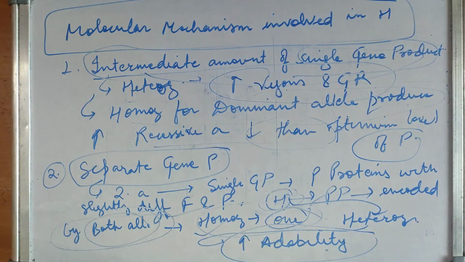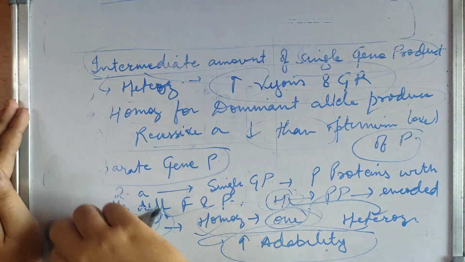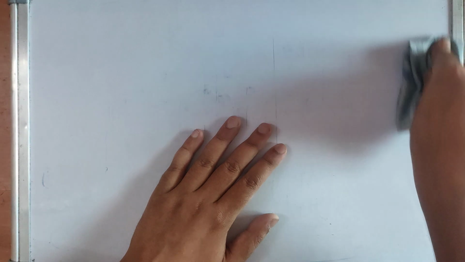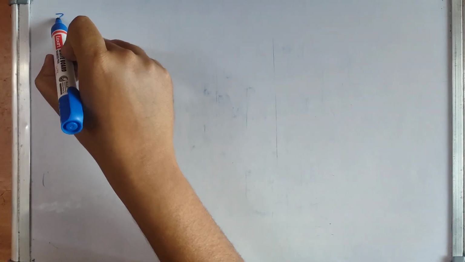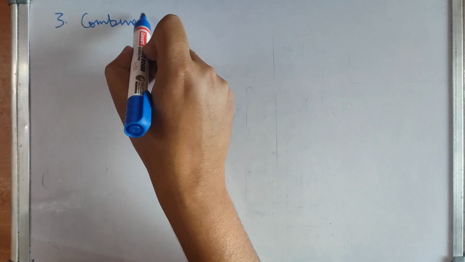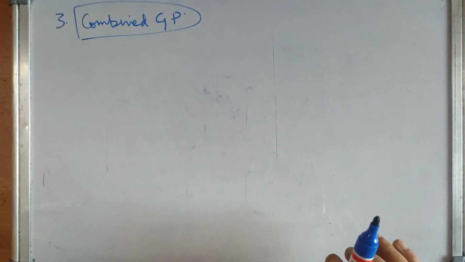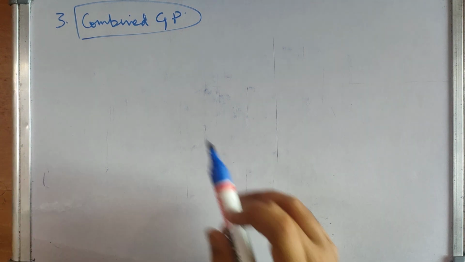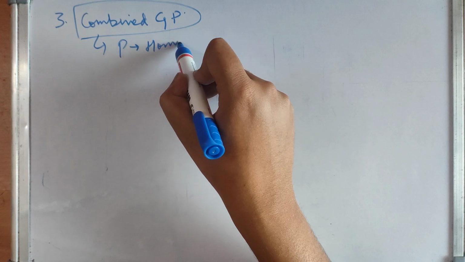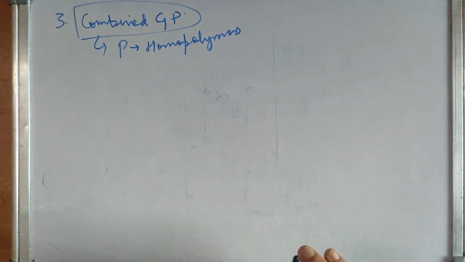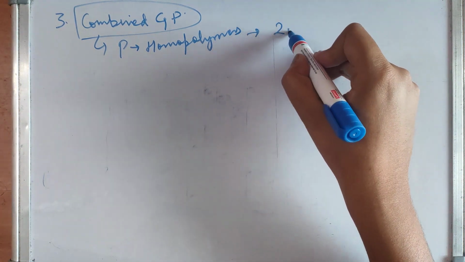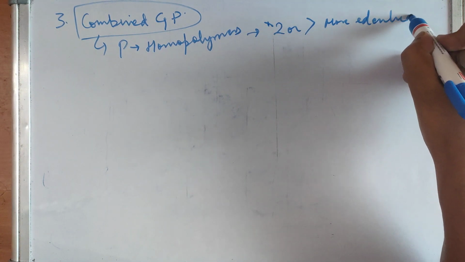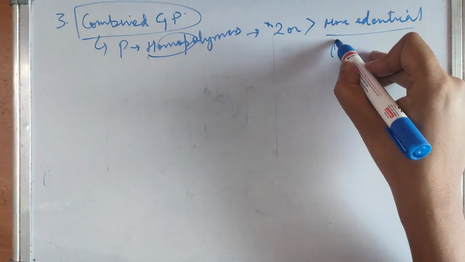Hope you understand it. Now moving to the third point, that is combined gene product. Here many proteins are homopolymers, that is, they are made of two or more identical polypeptides. You all know that many proteins are homopolymers.